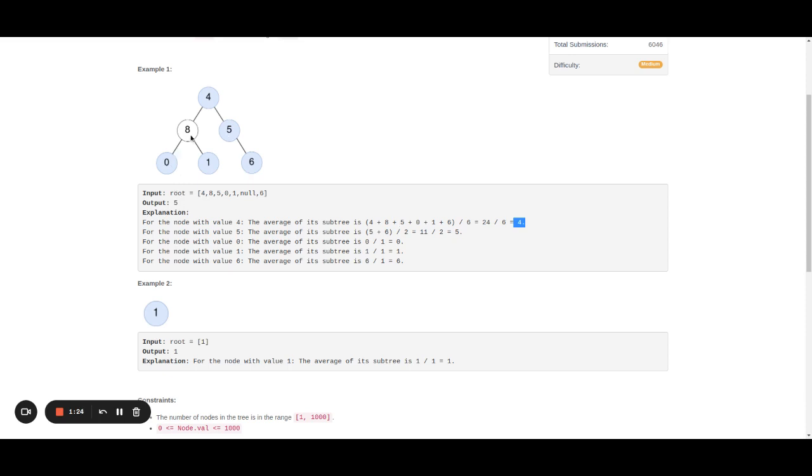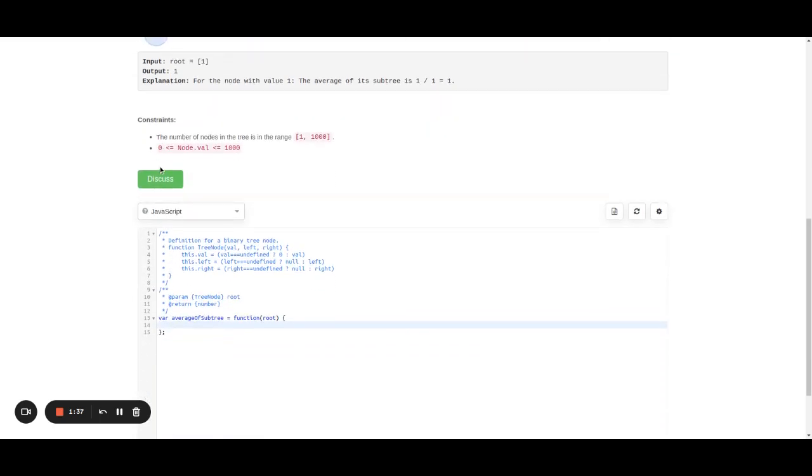Eight doesn't satisfy. The summation of the subtree of node eight is nine, and the number of nodes is three, so the average is three, but the node value is eight, so it doesn't satisfy. Okay, now let's start with the problem.